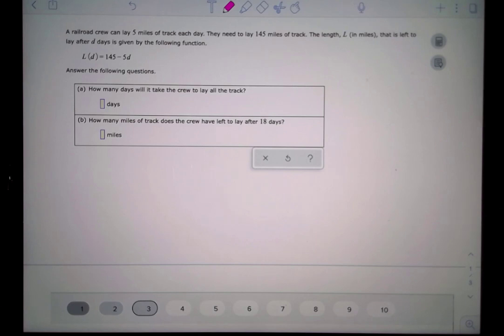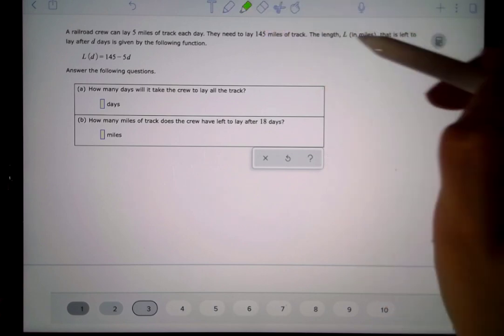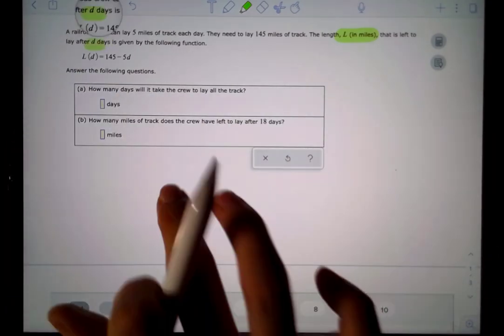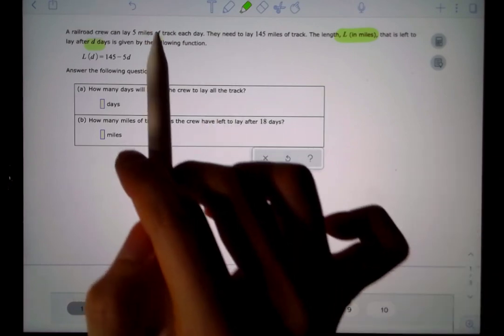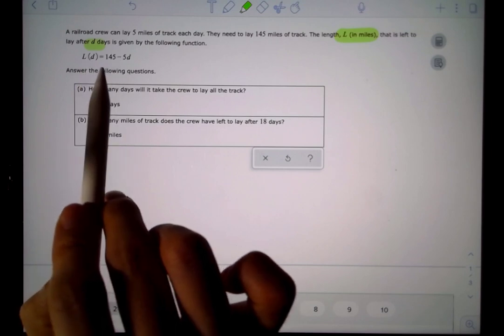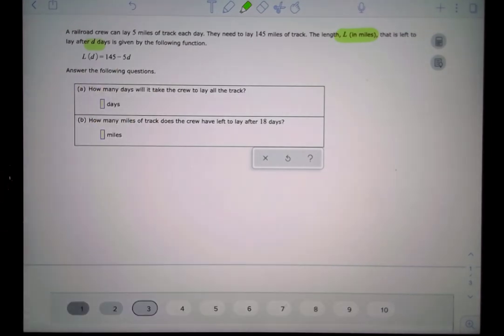So there's a problem. A railroad crew can lay 5 miles of track each day. They need to lay 145 miles of track. The length L in miles that is left to lay after D days is given by the following function. So L of D equals 145 minus 5D.